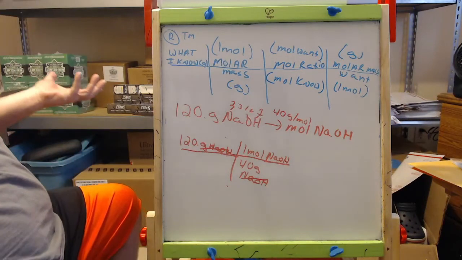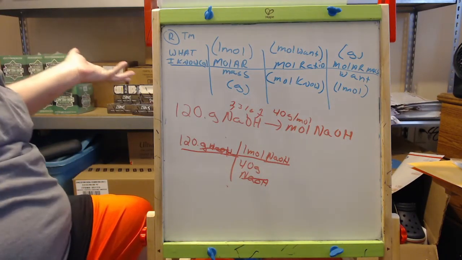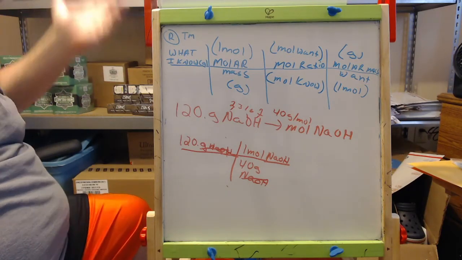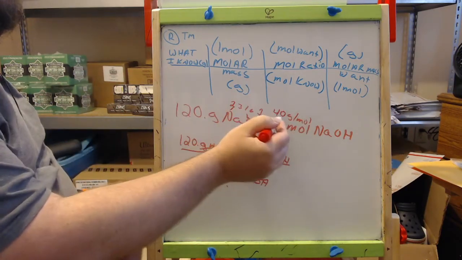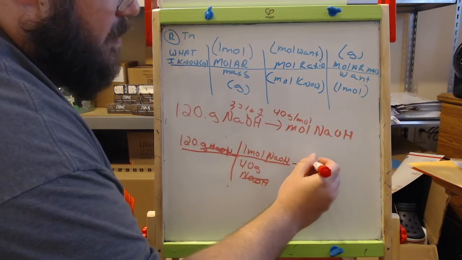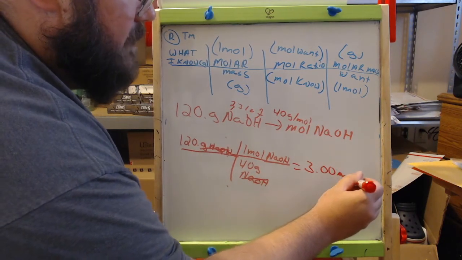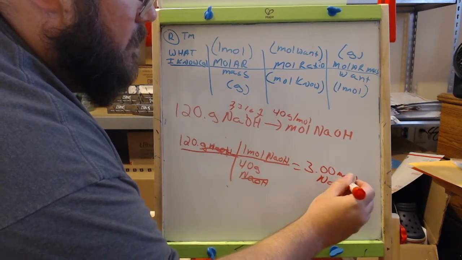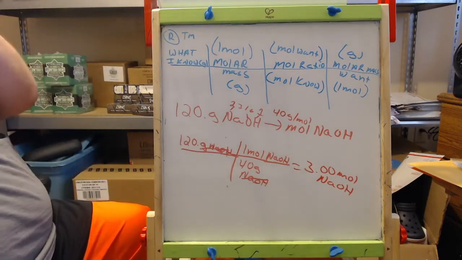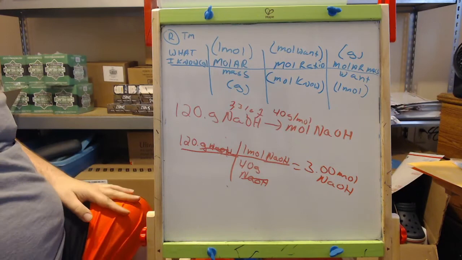It's just like doing factor label method. The only difference is instead of looking up a conversion factor like how many inches are in centimeters, you get to calculate the conversion factor. Here it is. 120 divided by 40 is 3.00 moles of sodium hydroxide. Okay.